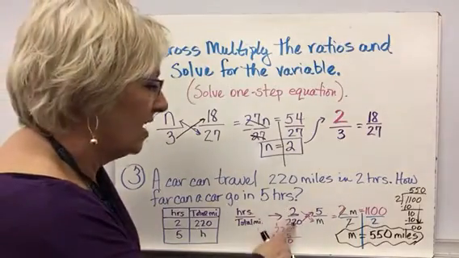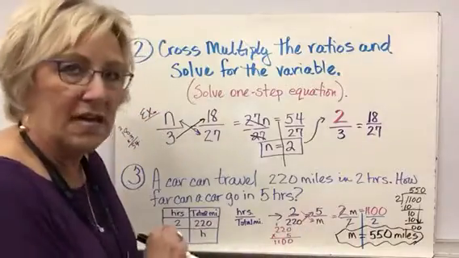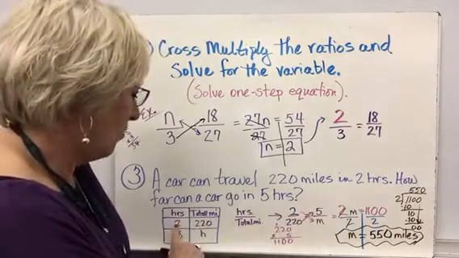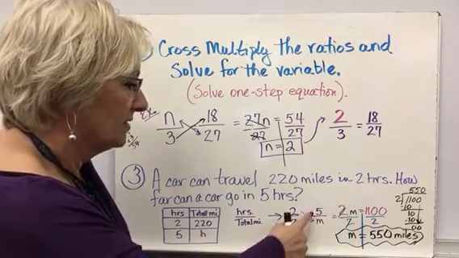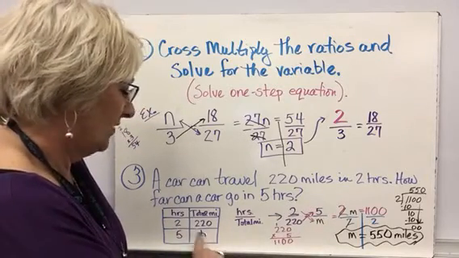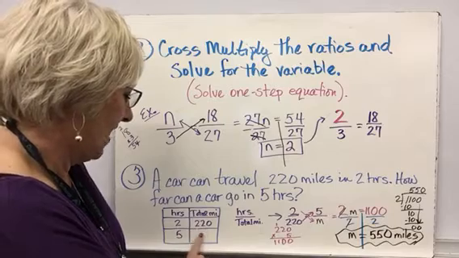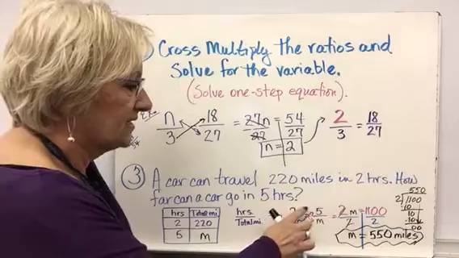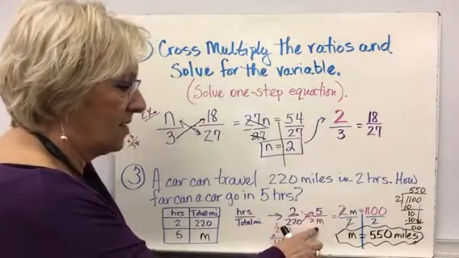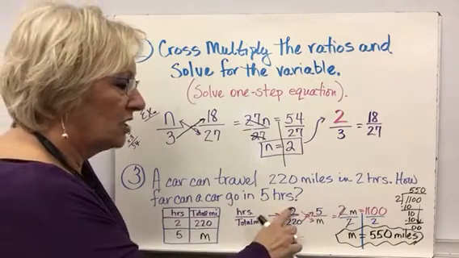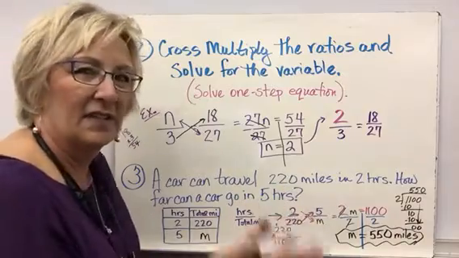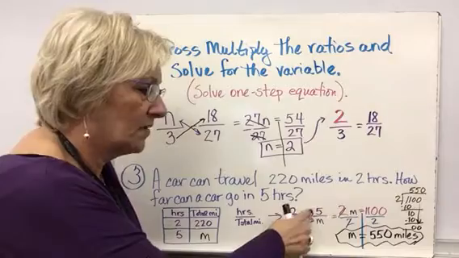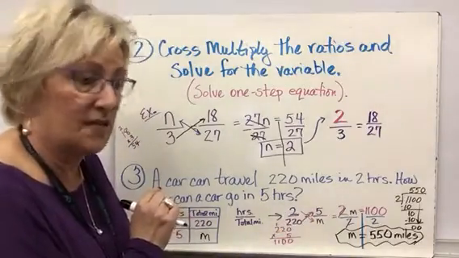Well, I'm going to set it up into 2 ratios that are equal to each other. I've got 2 hours to 220 miles, and 5 hours to, and I don't know how many miles it is. I'm trying to find the miles. So I can set it up 5 hours to however many miles that's going to be. If you look, what did I do to 2 to get 5? It's really not going to be something that I can multiply out. So cross multiplying is the easiest method to use here.